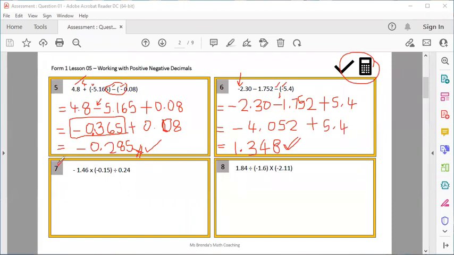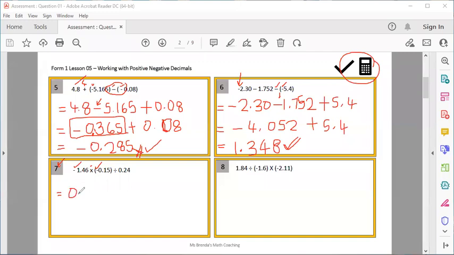Okay, guys, we go on to number 7 now. Number 7, if you see, it's multiplication. Now I can tell you this. Don't have to worry about how am I going to type negative 1.46 times negative 0.15. You know negative times negative is going to give you what? Positive. Am I right? So you don't have to even worry about the symbol right now. All you need to do is work out what is 1.46 multiplied by 0.15. Tell me what's the answer.